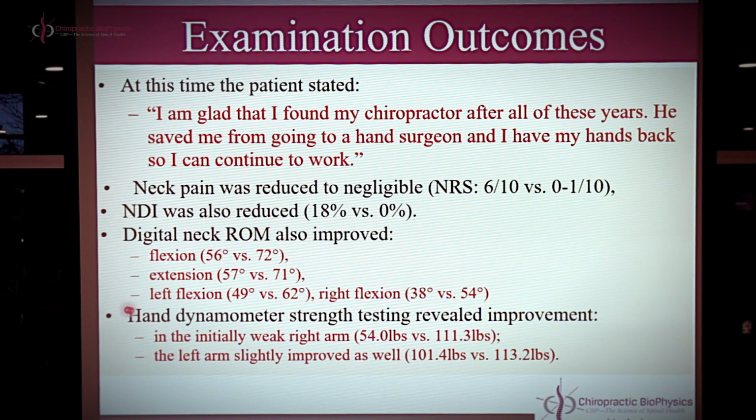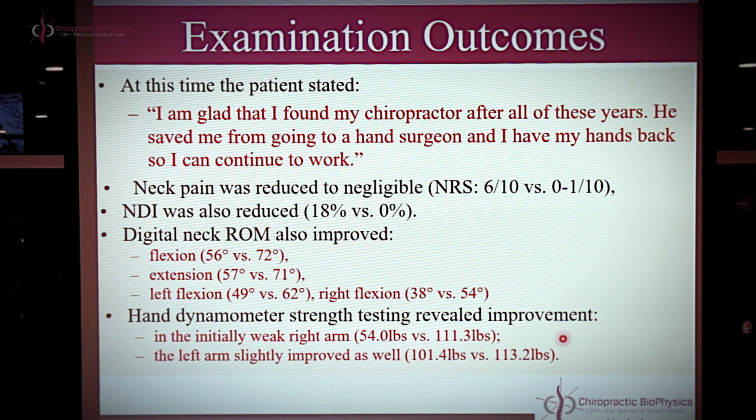This is the big one. Hand dynamometer strength. Look at this. Initially, the weak side, the right hand, was 54 pounds. After 12 weeks of care, 111.3 pounds of grip strength pressure. He's doubled his grip strength pressure. That's from working on his head and neck. It's dramatically improved the nerve, which translates into improved grip strength function. You can't make this stuff up.